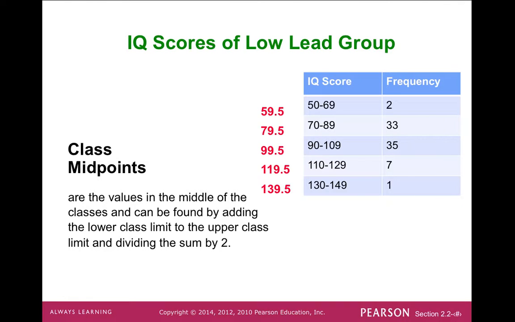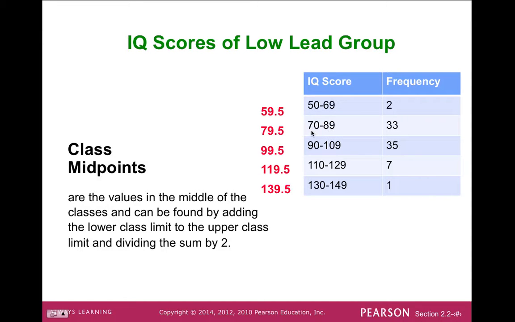You also have what are called class midpoints. These are the values in the middle of the classes, and the way that you can find them is by adding the lower class limit to the upper class limit and dividing by 2. So if we were to add 50 to 69 and divide by 2, we'd find that our class midpoint is 59.5.